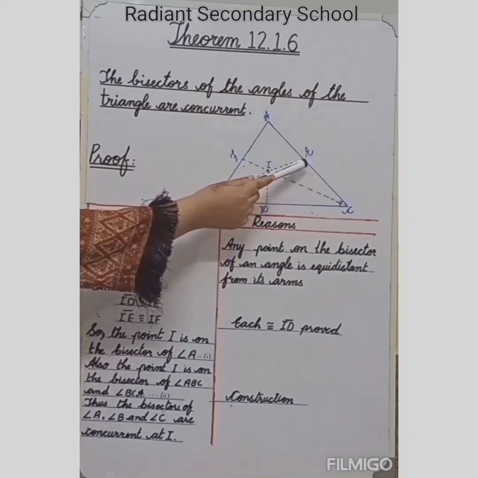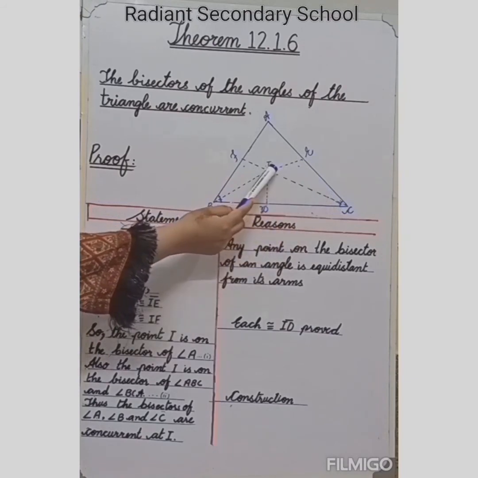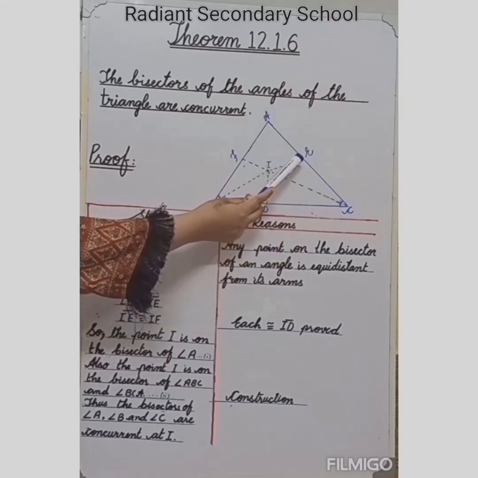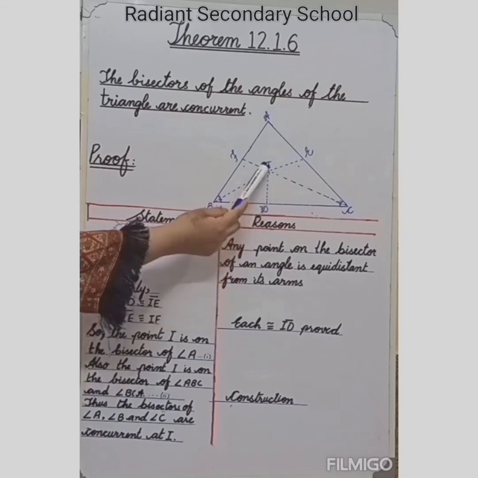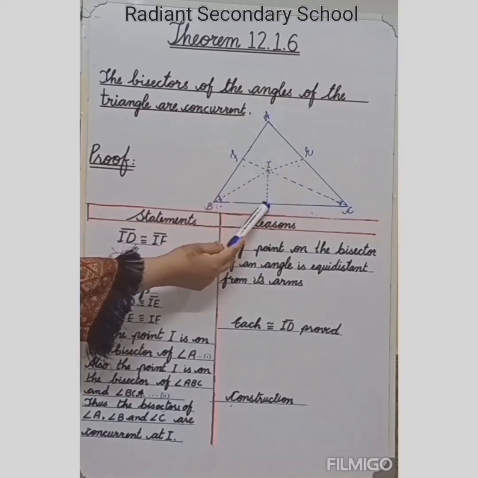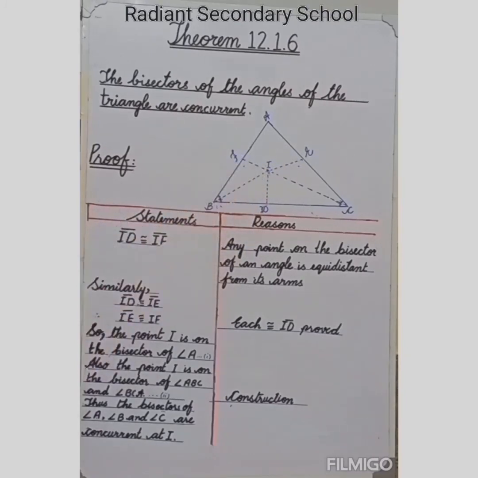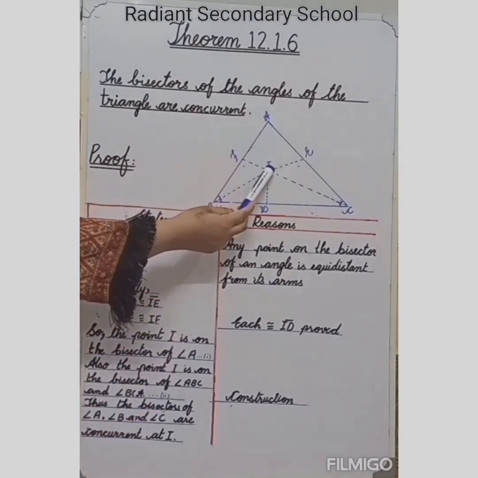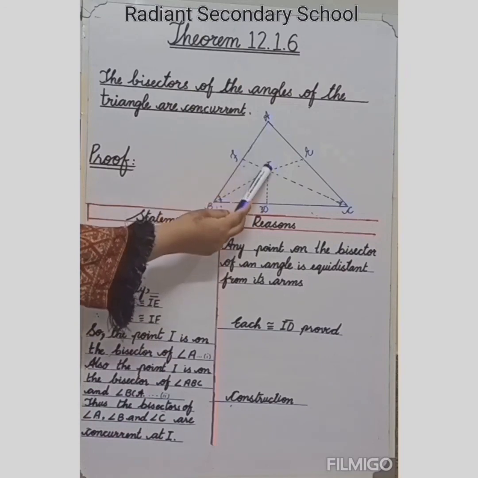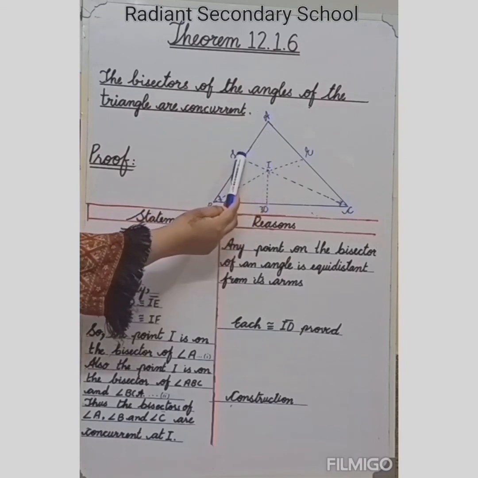Similarly, if we look at this side, I is also a point on the bisector of angle C. So it is also equidistant from its arms. IE is congruent to ID because I is the point on the bisector of angle C and it is equidistant from IE and ID. Similarly, IE is also congruent to IF. So the point I is on the bisector of angle A. This is angle A, I is inside angle A, and if we draw the bisector of angle A, I is the point which is equidistant from IE and IF.